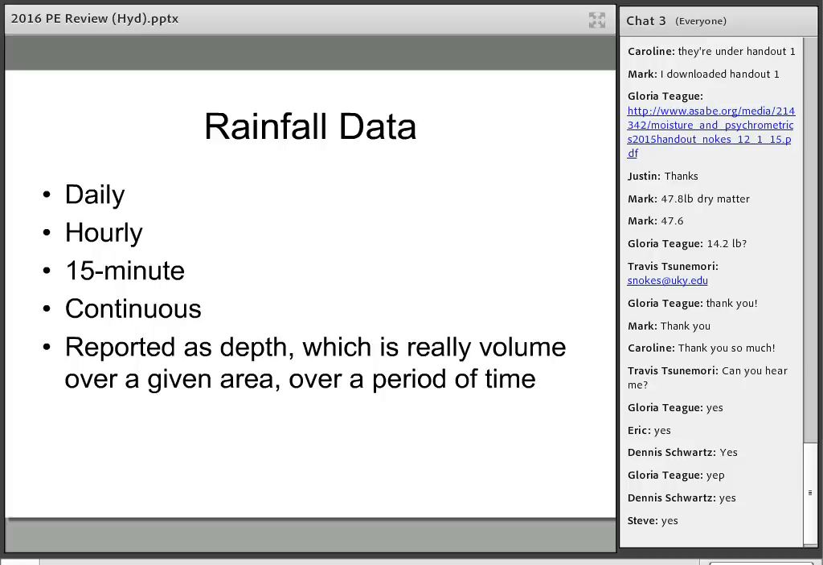The data is typically reported as a depth, but it's really a volume over a given area and then over a period of time, depending on what your needs are. If all you really need is daily moisture, daily rainfall, then the 24-hour rainfall volume is fine. But for other things, you might need it more detailed, and that data is out there. And then there's other ways to estimate it than just collecting it on the ground as well.